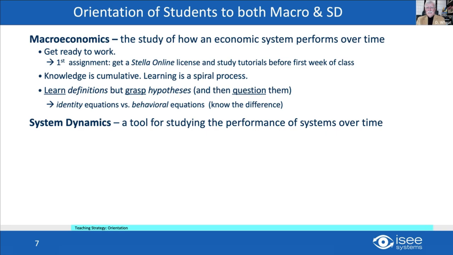I want them to learn some definitions, macroeconomics definitions, but also the definitions that might be expressed in equation form. Learn those definitions, but when we get to hypotheses, tentative theories about the way the economy works, I want them not to learn them as in memorizing, but to grasp them, to get an understanding of what I'm saying, and then question them. I also emphasize that there are no laws of economics. You'll find no economic laws in my textbook, because I think they're all hypotheses.